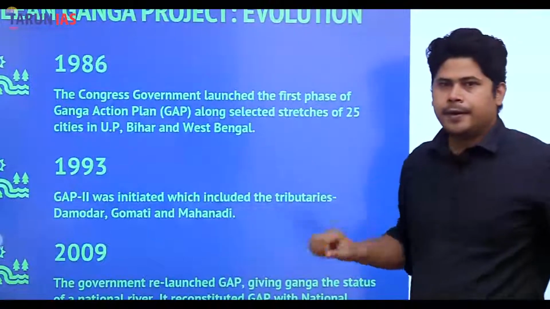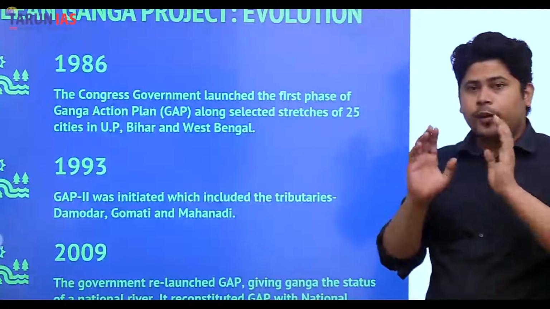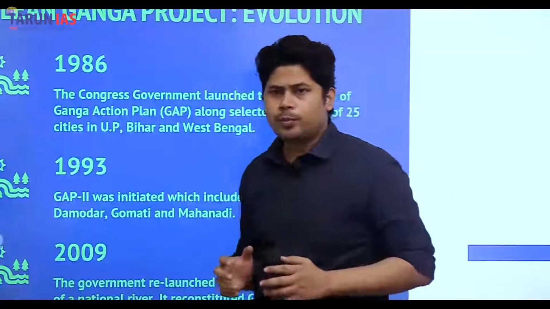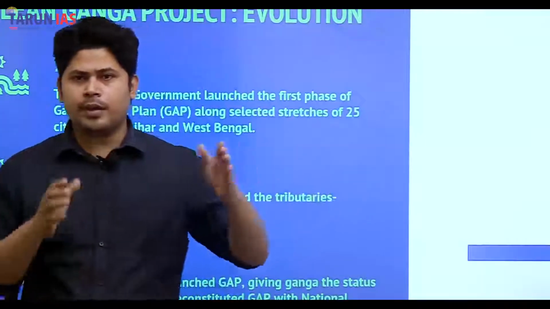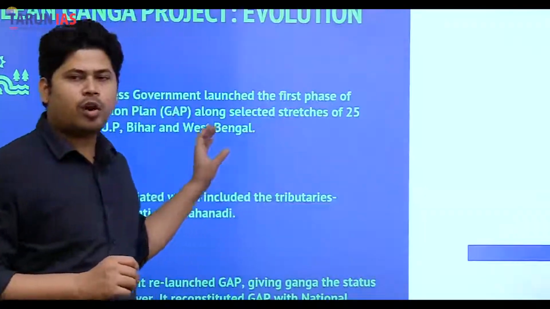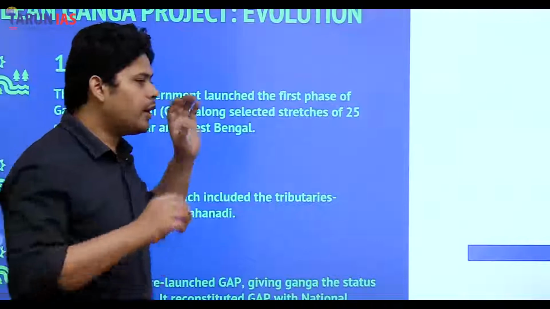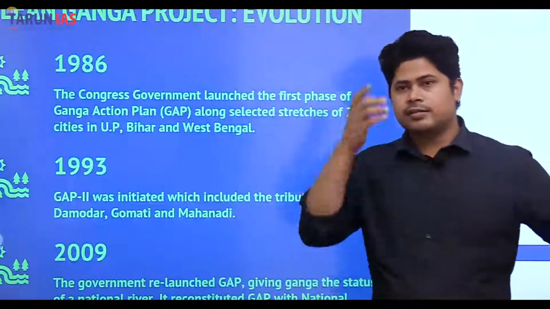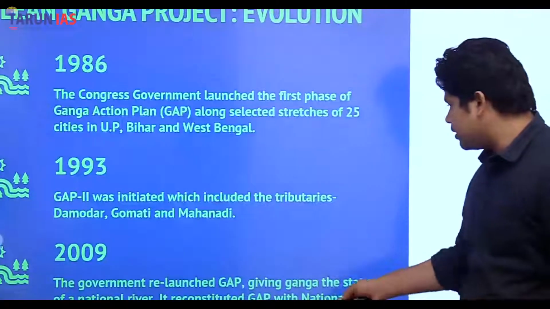Okay, right? And it selected stretches of 20 to 25 cities in UP, Bihar and West Bengal, because most of the pollution is happening in UP, Bihar and West Bengal. But the important point is, this plan was not a river basin plan. What is a river basin plan? The first plan is a river plan, the second plan is a river basin plan.